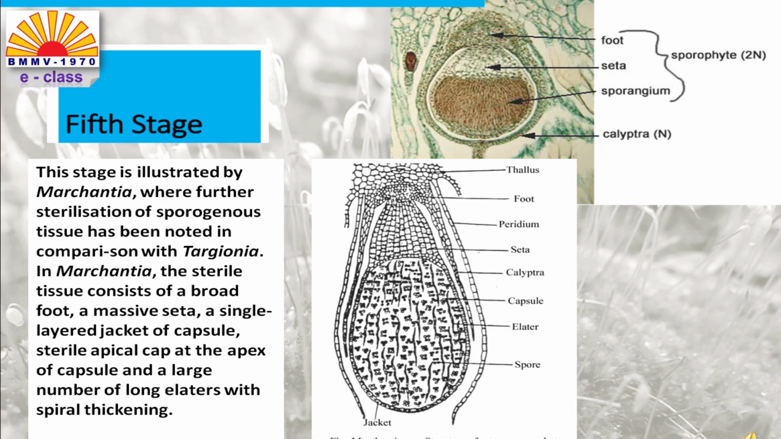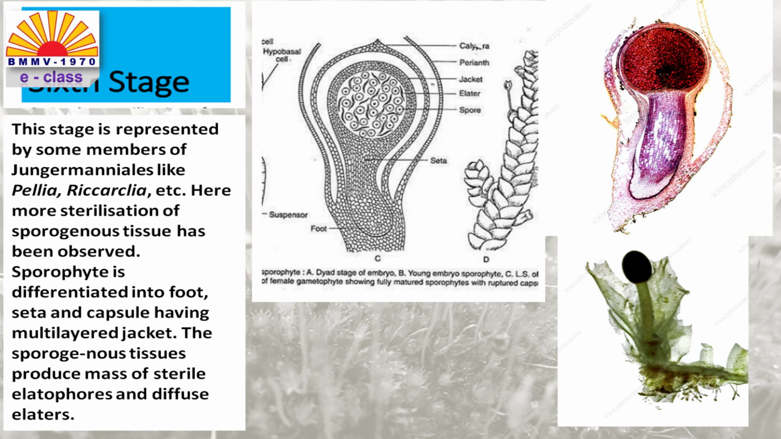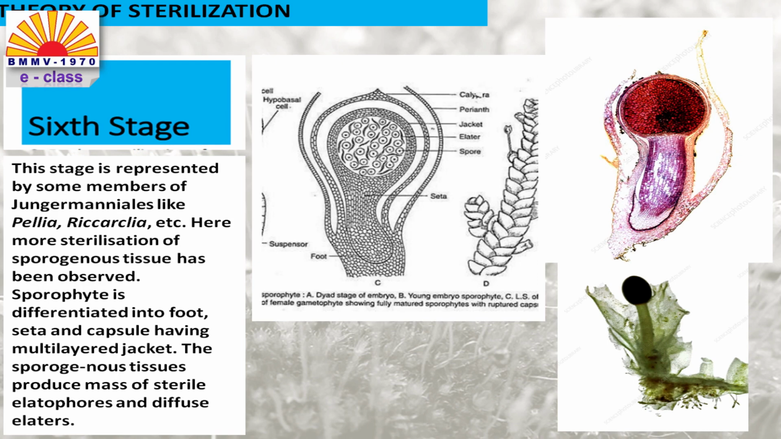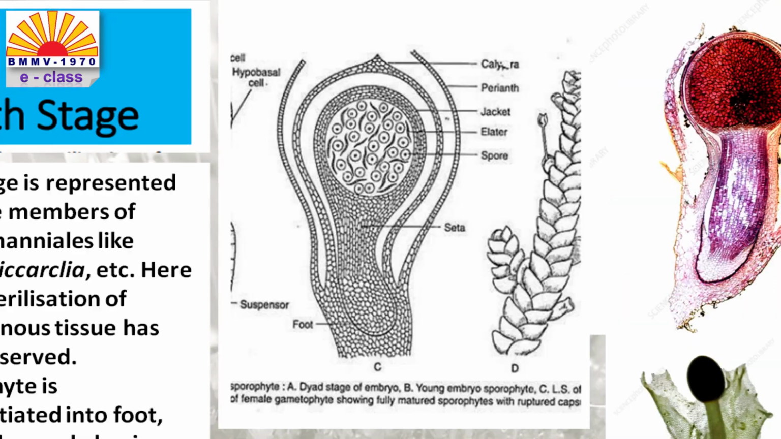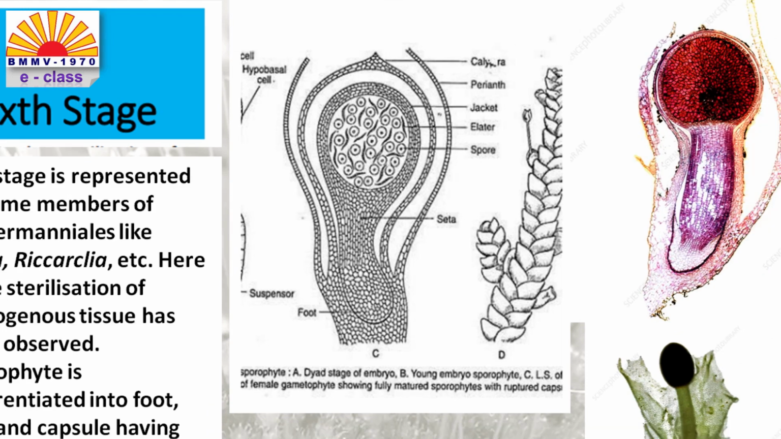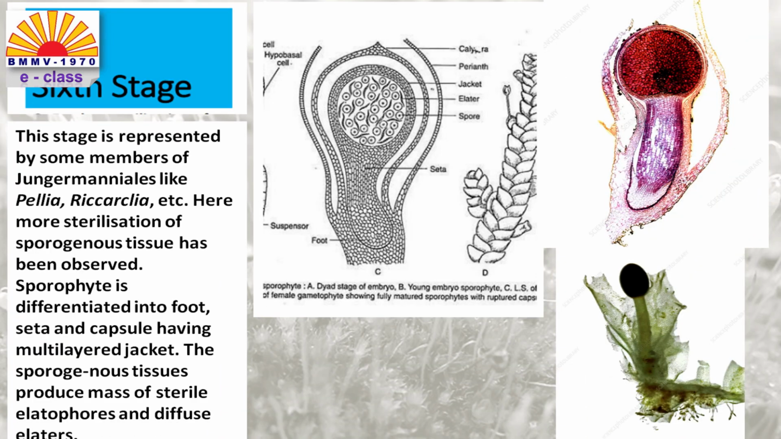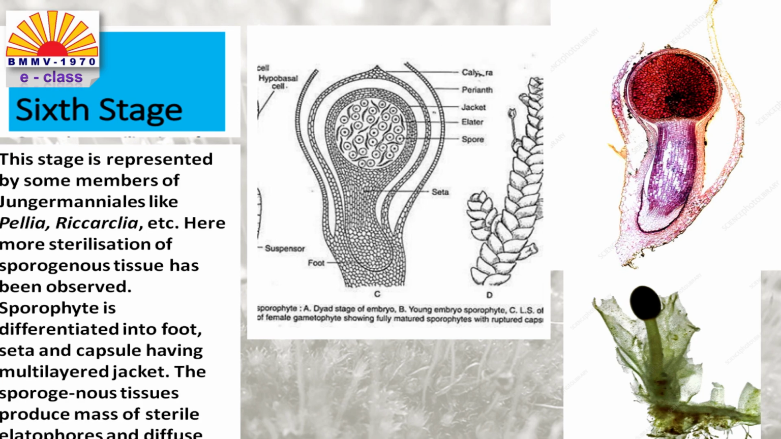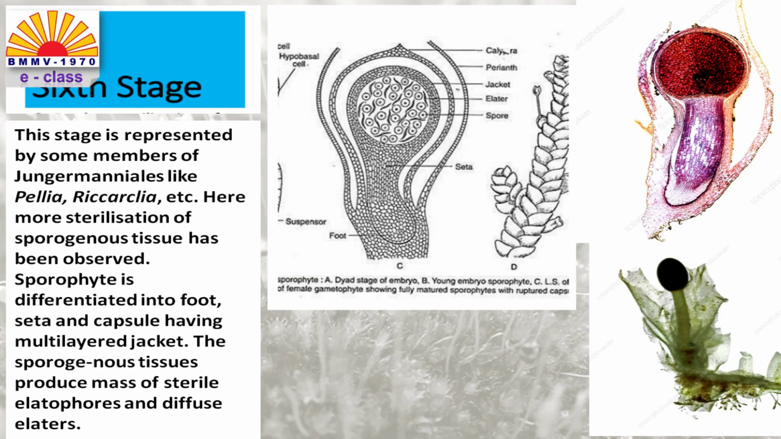In the sixth stage, we have taken an example of the sporophyte of Pellia. In this sporophyte, you can see there is a multi-layered seta. The foot is very well developed. There is a jacket cell, the multi-layer jacket cell. The sporophyte is developing from one step to another, and the complexity of the sporophyte is also seen here.